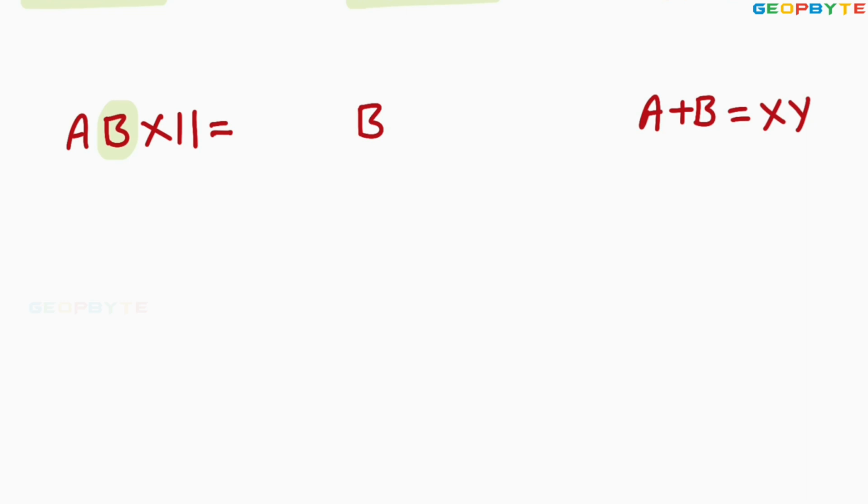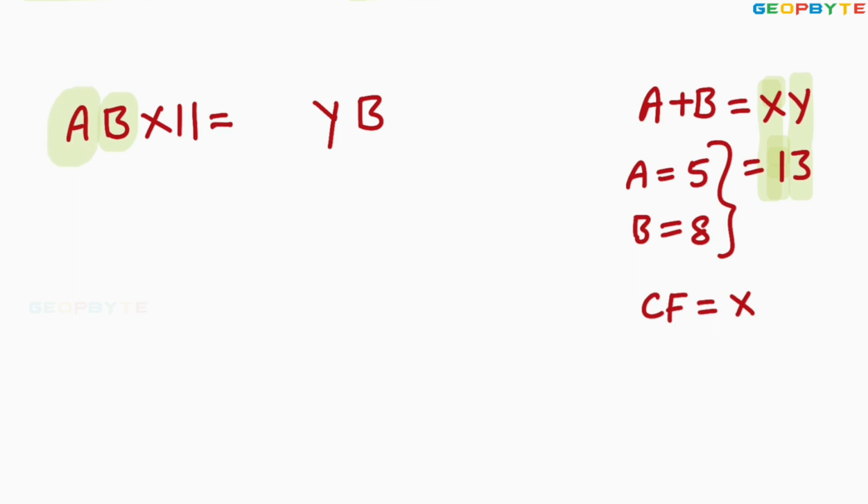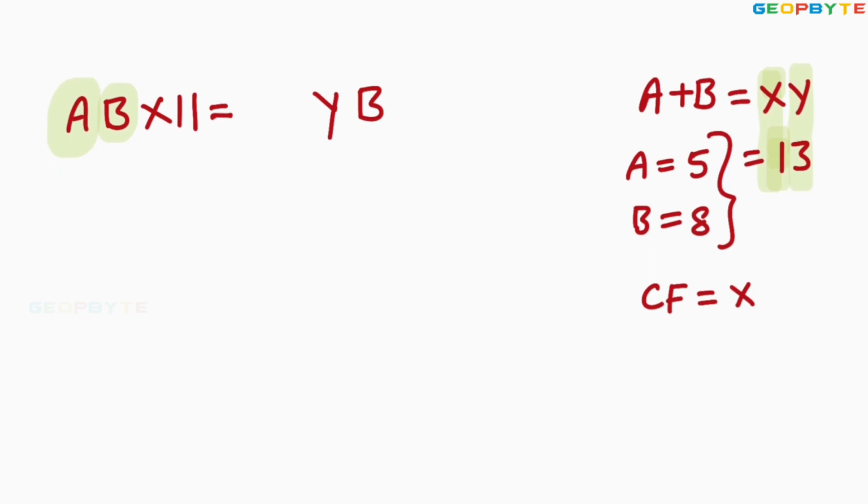Like, let A equal 5 and B equal 8. If A equals 5, B equals 8, then A plus B is equal to 13. Then you can say X is 1 and Y is 3. You write that Y here, and the X is coming under carry forward. The carry forward equals X. You add that X to the next number, that is A, for getting your answer. Here A plus carry forward is X.